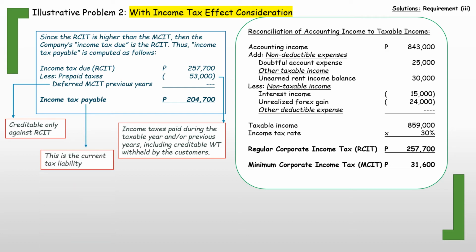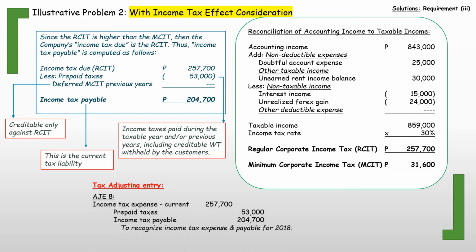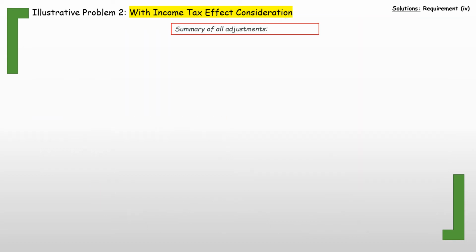This is the current tax liability. Our tax adjusting entry is debit, income tax expense current, 257,700, credit, prepaid taxes, 53,000, credit, income tax payable, 204,700. This is to recognize income tax expense and payable for 2018. Since the company is not subject to MCIT, no deferred MCIT is recognized in 2018.